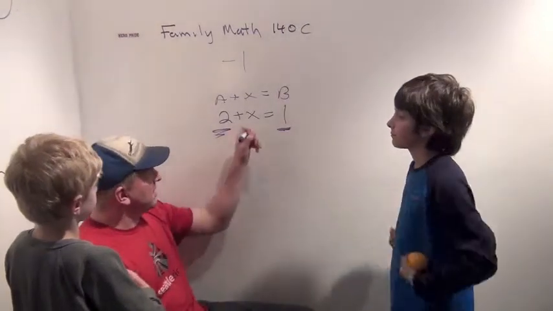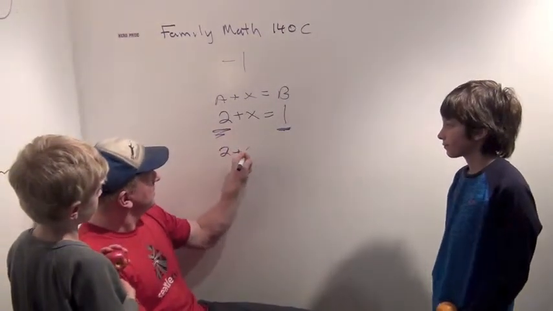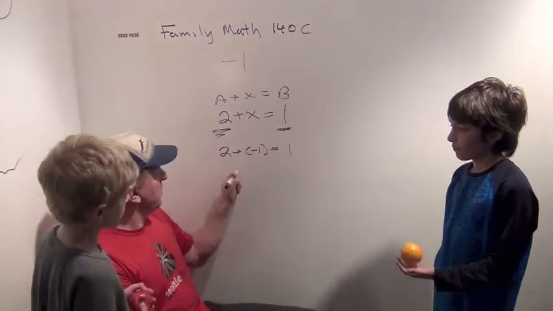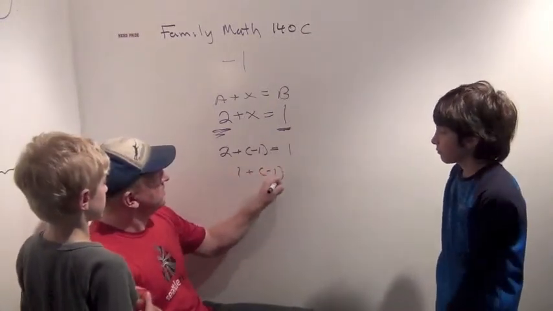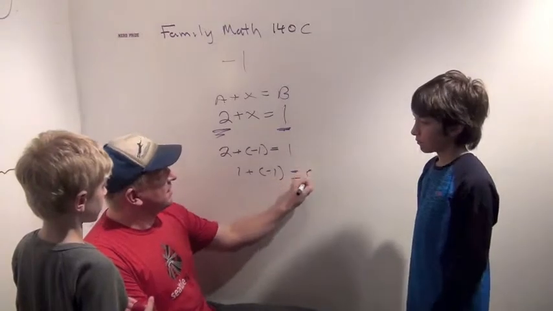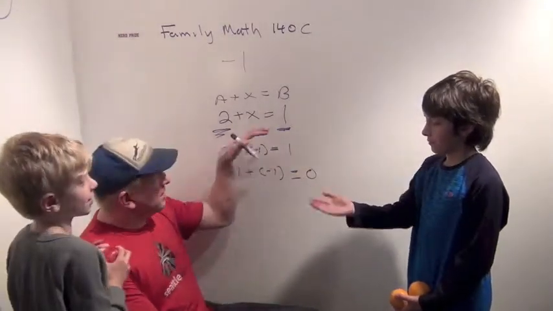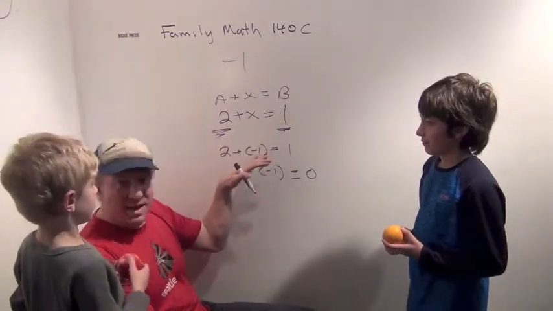But it satisfies this. 2 plus minus 1 equals 1. And what about 1 plus minus 1? What does that equal? It equals 0, that number we were talking about before. Yay! So people had to come to understand what these negative numbers meant.